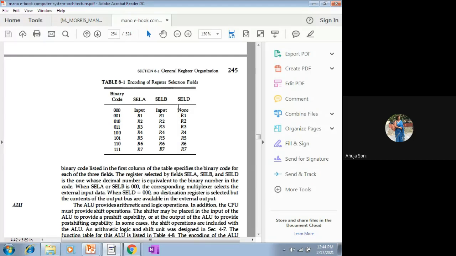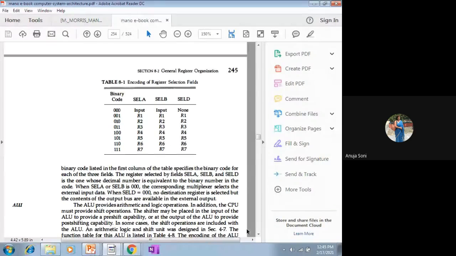And whenever the value of the binary code is 001, select A is also 001, then the R1 register is being chosen and its value works as the final input value A. If the value of select B is 001, that means again the same R1 is chosen as the final value of B. Or select D, meaning the data will go into R1 itself. 010: in all the cases R2 will be selected. 011: in all 3 cases R3 will be selected. 100: everywhere R4 will be selected, and so on.